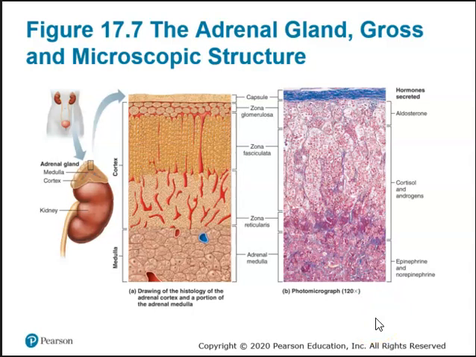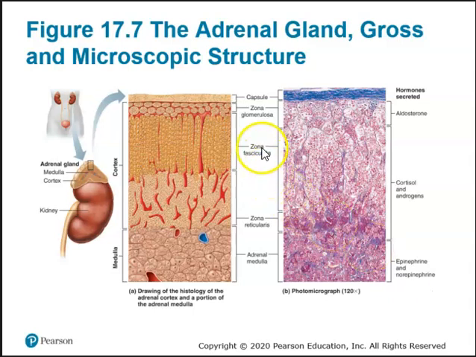So here we can see the different layers of the adrenal gland, the different zones, and what hormones are secreted in the different zones. So in the zona glomerulosa, which is the outermost layer, we have aldosterone, and then in the zona fasciculata, we have our cortisol and our sex hormones or androgens. And then with the adrenal medulla, we have the cortex, the outer cortex, and the inner medulla. Within the adrenal medulla, we have cells that secrete epinephrine and norepinephrine, those hormones responsible for our fight or flight response.